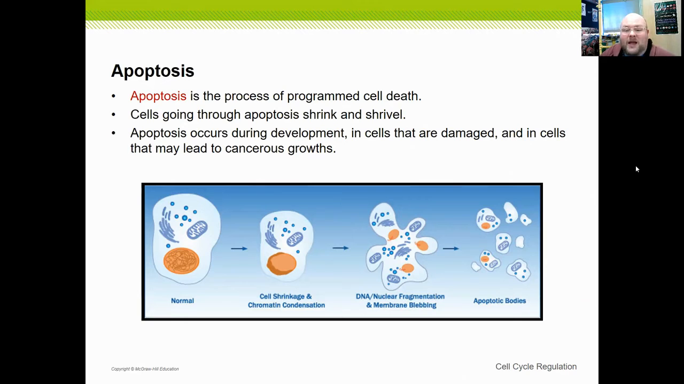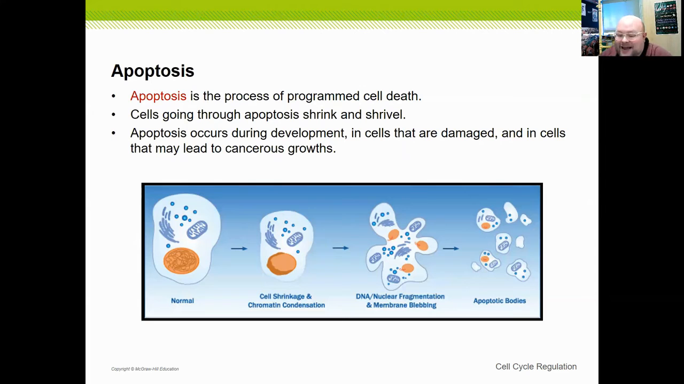Okay, we also have apoptosis. This is the process of programmed cell death. This isn't necessarily a bad thing. This happens when a cell's life cycle is supposed to be over after it's been replaced. So cells going through apoptosis, they shrink and shrivel, and it occurs during development. It also occurs in cells that are damaged, and it also occurs in cells that may lead to cancerous growths. So it's like a normal lifespan of a cell. At the end of its life, apoptosis is going to occur.